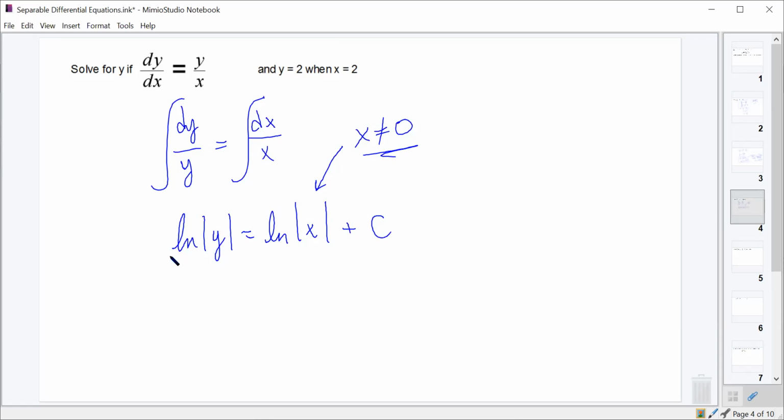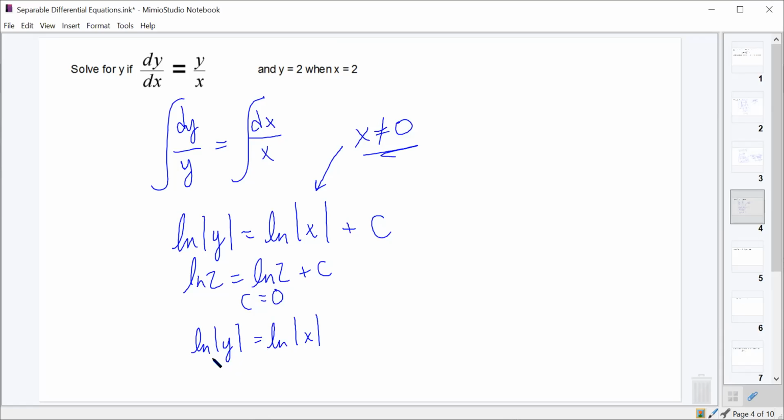Okay. So we'll plug in our initial condition. Natural log 2 equals natural log 2 plus a constant. So our constant should be 0. And now we just have natural log absolute value y equals natural log absolute value x. And what do we end up with then?